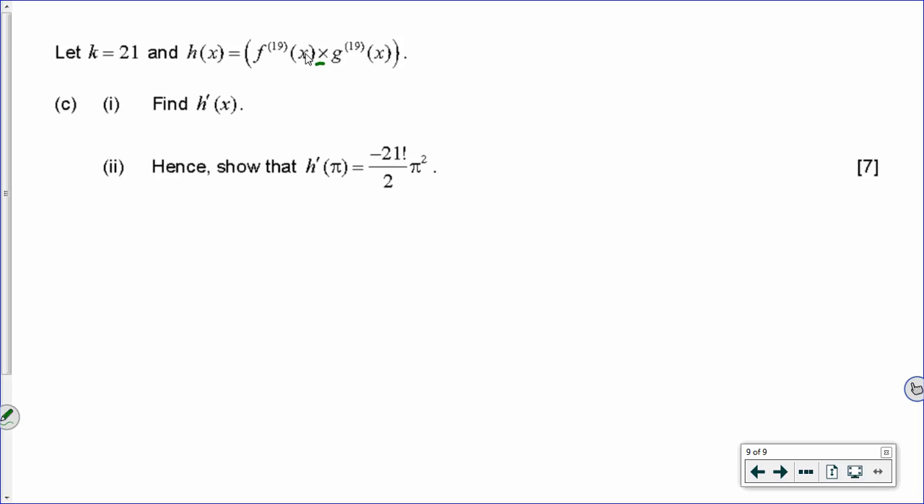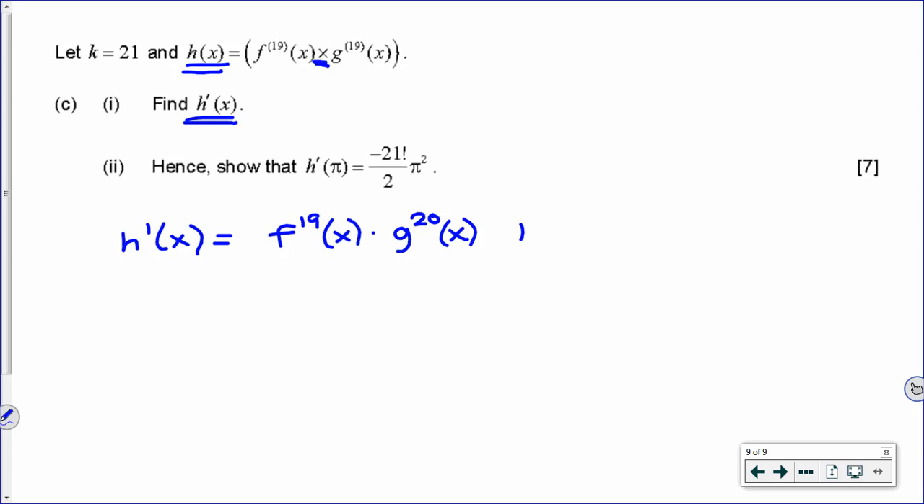So what we need to recognize here is that this is going to require product rule, because the h function is a product, therefore the derivative of h will involve product rule. So that's worth a point. Product rule says the first times the derivative of the second. So the derivative of the 19th derivative, this is kind of complicated. The derivative of the 19th derivative of g would be the 20th derivative of g, plus the second function times the derivative of the first. So same thing applies. We'd be looking at the 20th derivative of f.